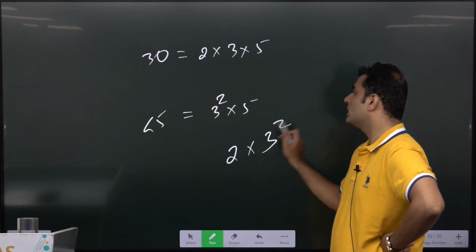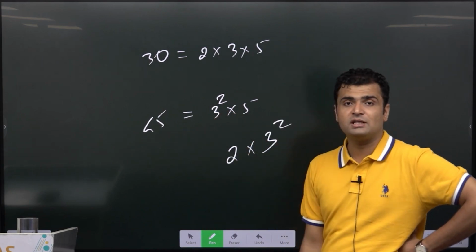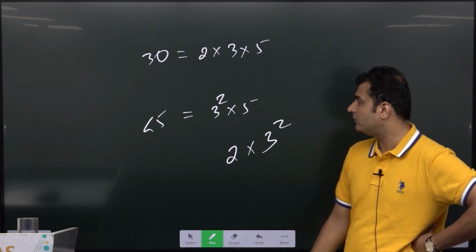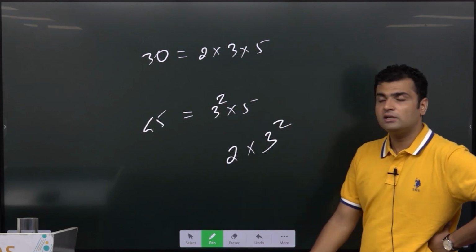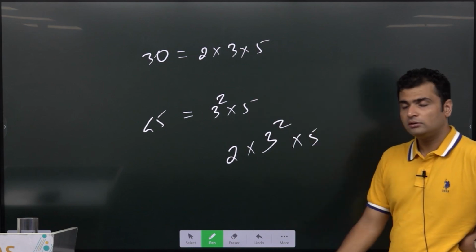सो 2 बार आना ही चाहिए, क्योंकि ये बोल रहा है ना इसको फॉर 45 टू बी फैक्टर ऑफ LCM और दैट LCM टू बी मल्टीपल ऑफ 45, 2 बार तो 3 आना ही चाहिए. दिस इज 3 स्क्वायर और 5 एक बार आना चाहिए. तो दिस इज द LCM.